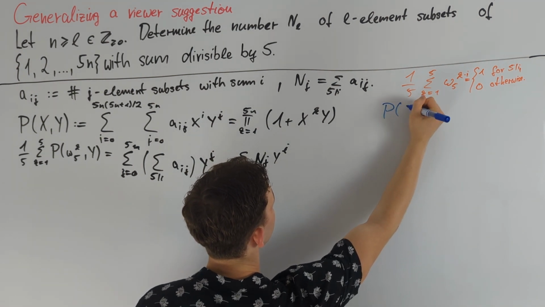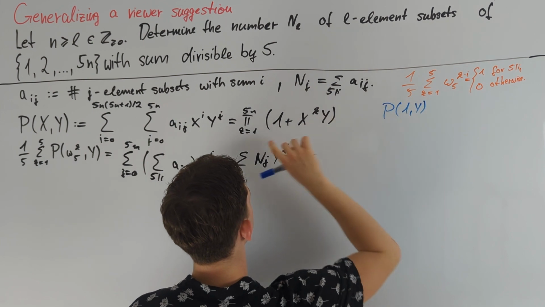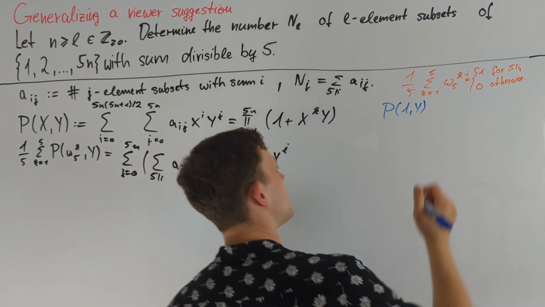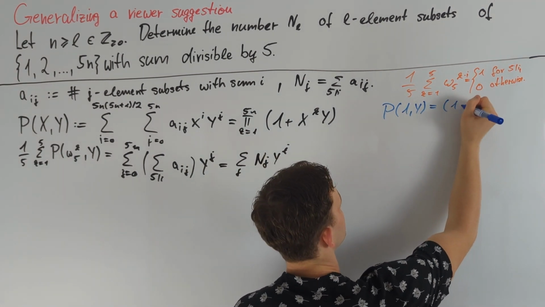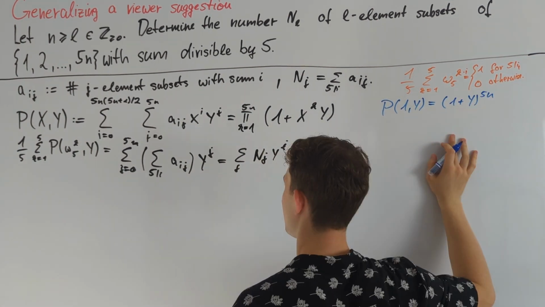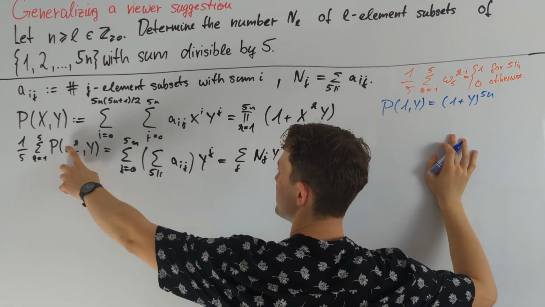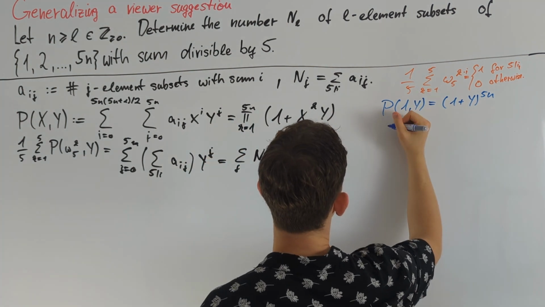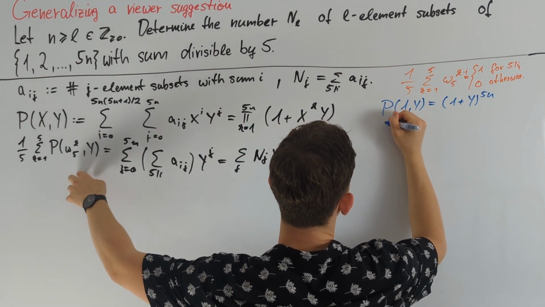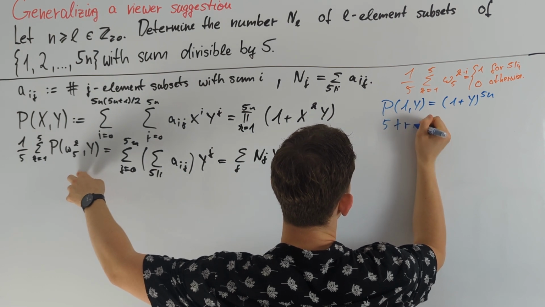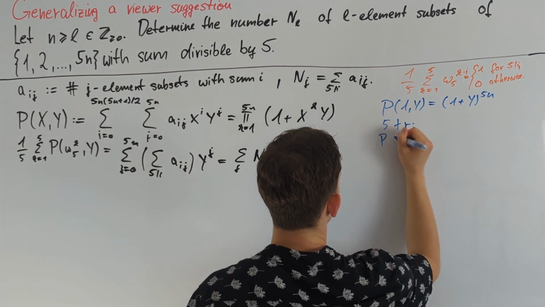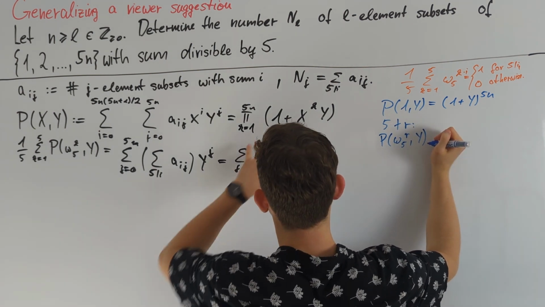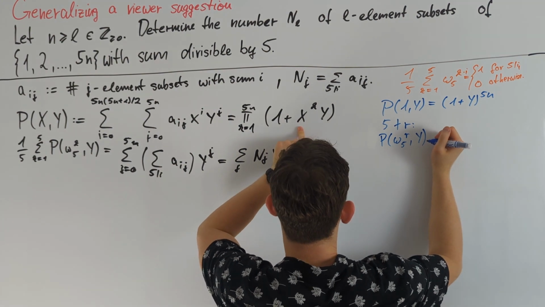And indeed, p of 1 comma y is the product of k going from 1 to 5n of (1 + y). Or in other words, this is (1 + y) to the power of 5n. Now we take a look at the other case, and I'm going to rename this exponent with r because we already used k here. So we want to consider r not equal to 5, or more generally, 5 does not divide r. And then we obtain that p of ω_5^r comma y is equal to that product where we plug in the value for x.